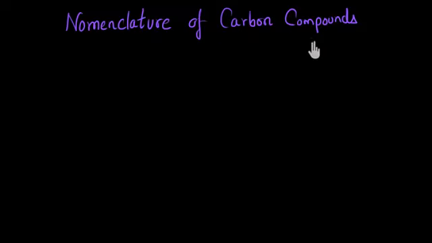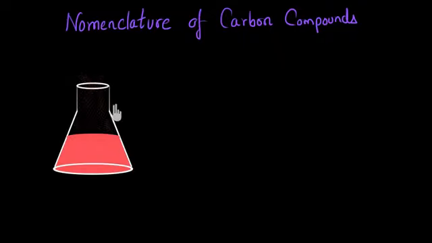Carbon forms millions of compounds. But if you and I want to talk about one of these compounds, we need to refer to it by its name. We need to know its name, right? Now we can give pet names to each compound. For example, if something looks red and smells fruity, we can call it a red and fruity compound.